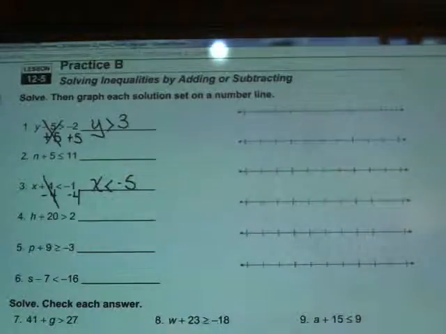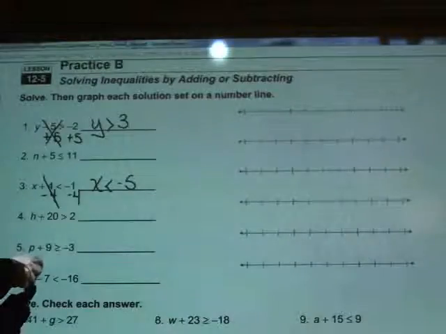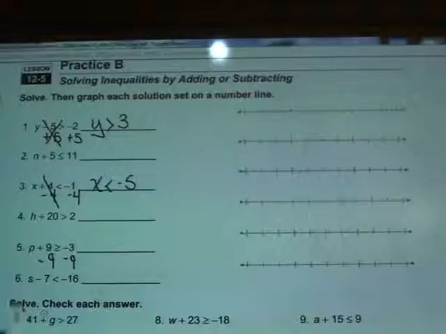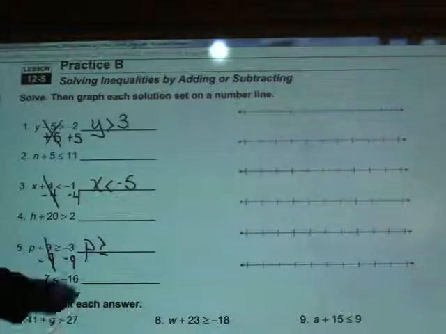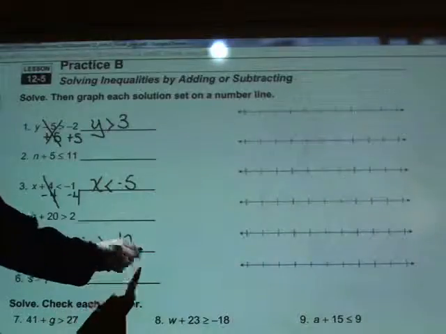All right, let's try one more, number 5, before we go graph. We've got p plus 9 is greater than or equal to negative 3. Variable p being on the left is a good thing. Negative 3, a number on the right, is a good thing. The only thing that's not so good here is the 9. The 9 has addition in front of it, so the opposite is to subtract. I'm going to subtract 9 from both sides. When I do that, I get p is greater than or equal to negative 3 minus 9, which is negative 12.